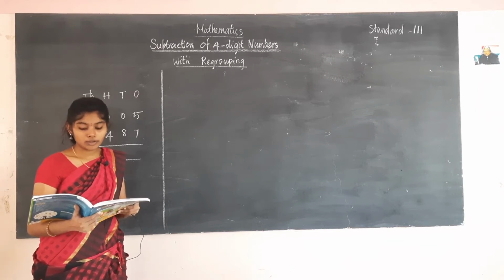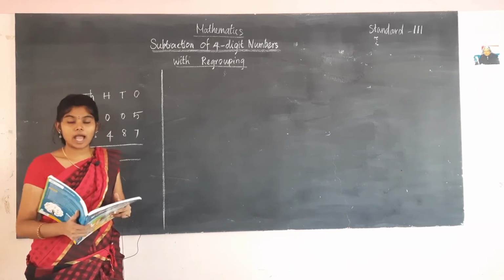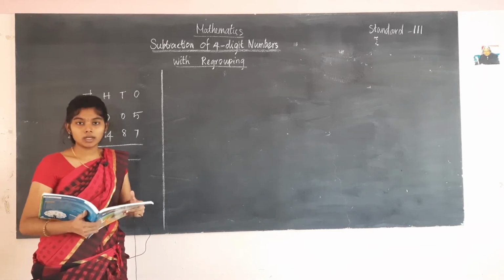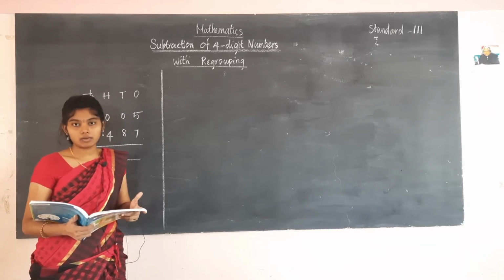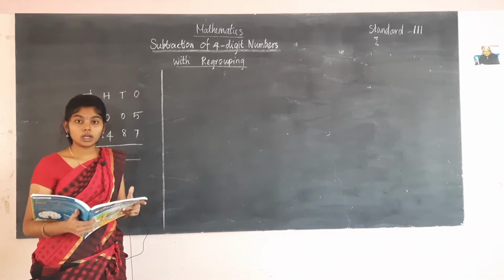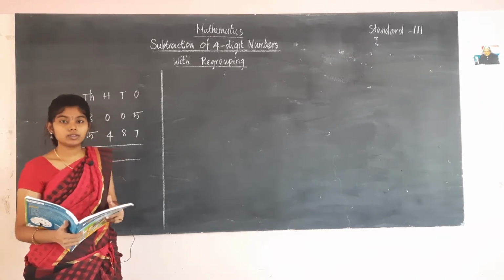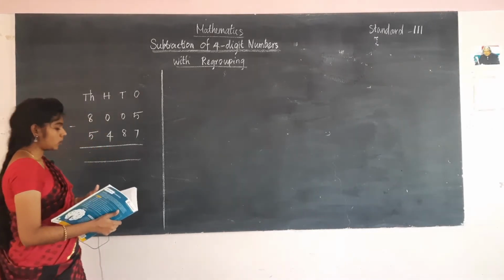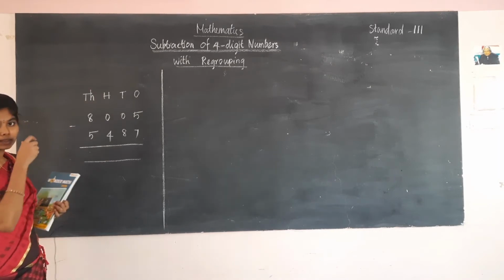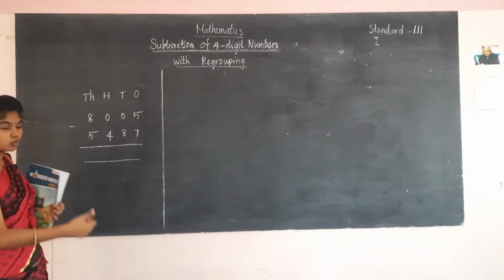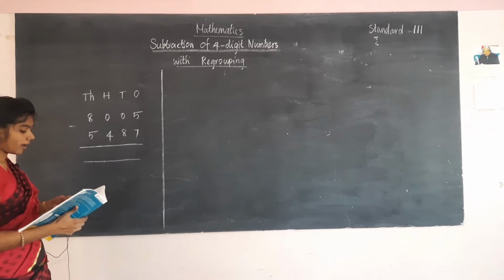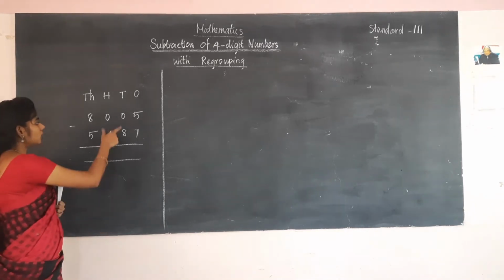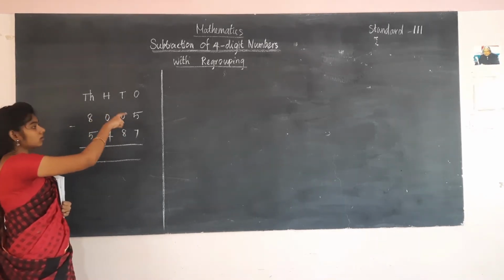So here we are going to find the remaining amount they will have after spending the money. We know the total money, and we know the spent money. So now we are going to find the amount left in their hand. To find that, we have to subtract the amount they have spent. They have spent 5,487. I have mentioned that here in the places, I have given the values.